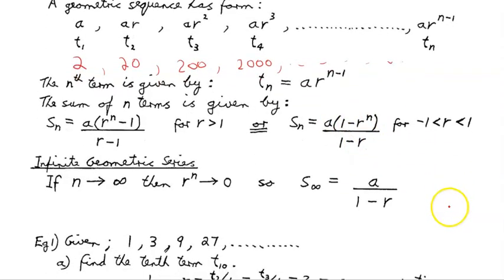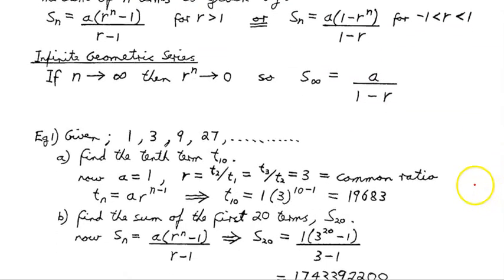Now for an infinite geometric series, if n approaches infinity, what we're left with is that r to the n approaches 0, in the case where we have r less than 1 and greater than -1. And so we have S infinity equals a on 1 minus r. Because if this r is less than 1, then the larger we go, the smaller it gets, and it heads off to 0 as n approaches infinity. And so in the limit we have a over 1 minus r.